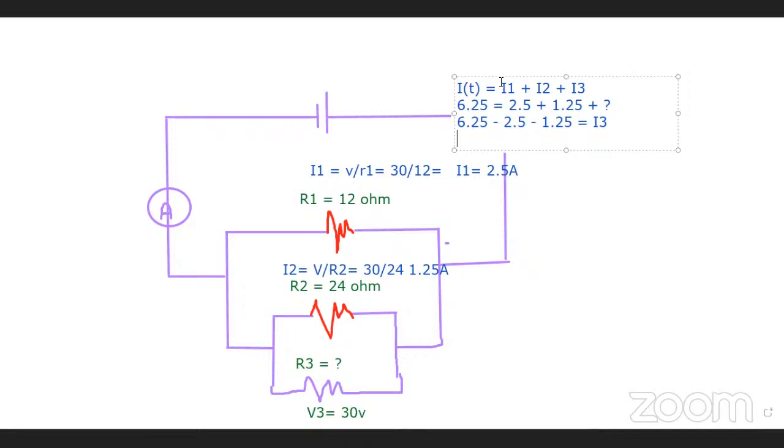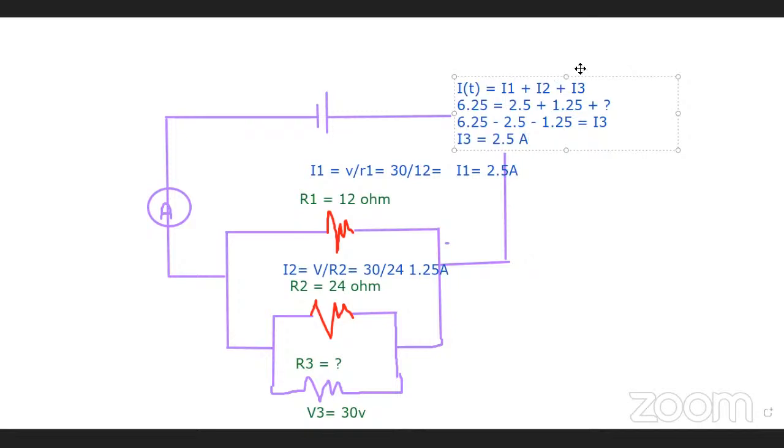2.5. Okay, let me try as well. 6.25 minus 2.5 minus 1.25, we got 2.5. Good. So I3 is equal to 2.5 amperes. Done.